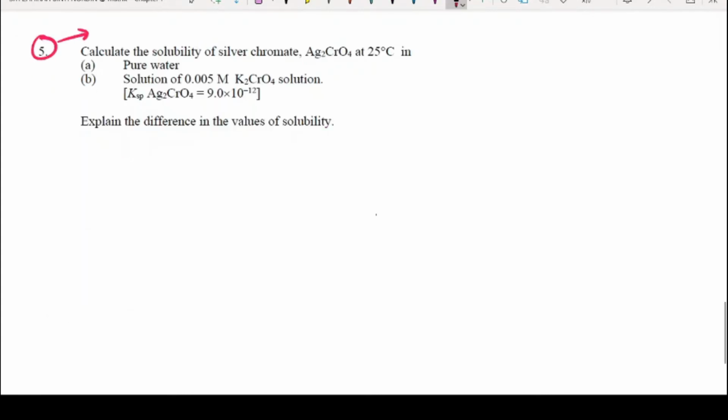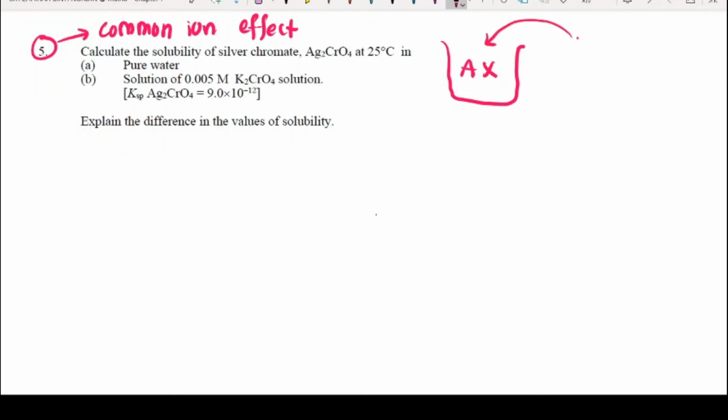Question 5 is the question for common ion effect. So let's say that I have AX solution in a beaker, and then I'm adding a solution of BX. So at the end, the X concentration will increase because it has the same ion. So this is what we call the common ion effect.